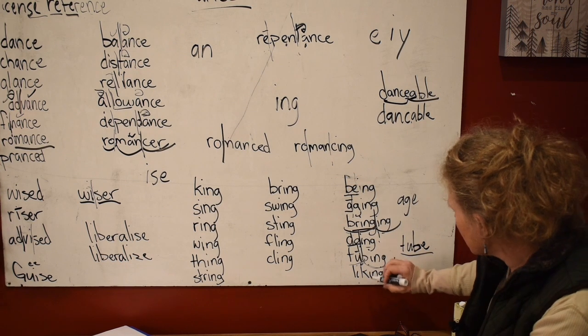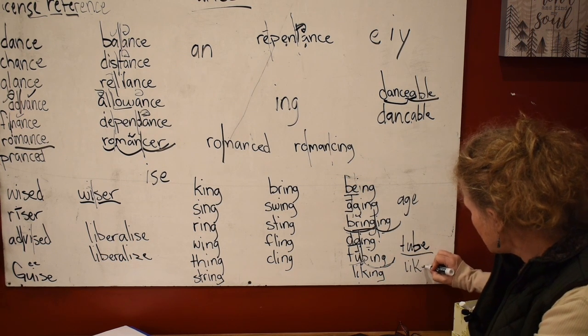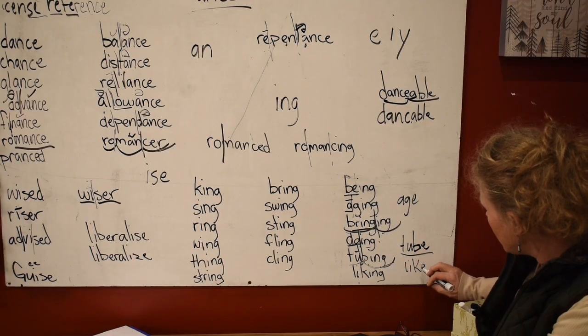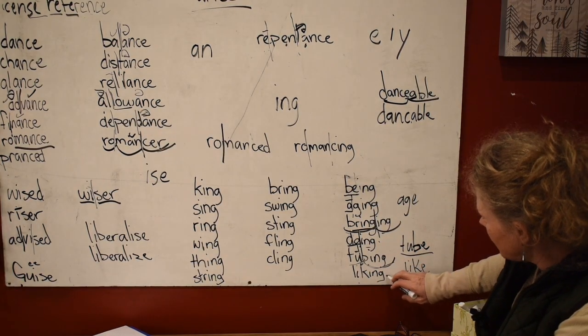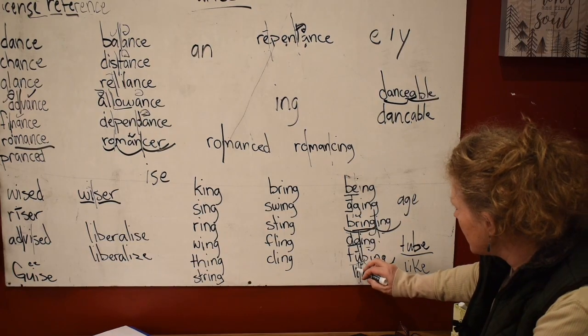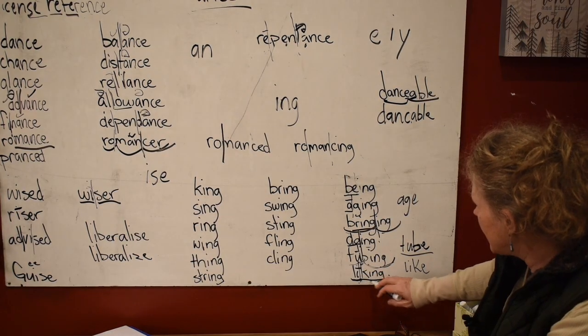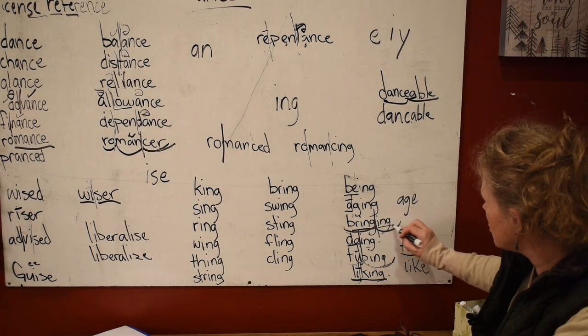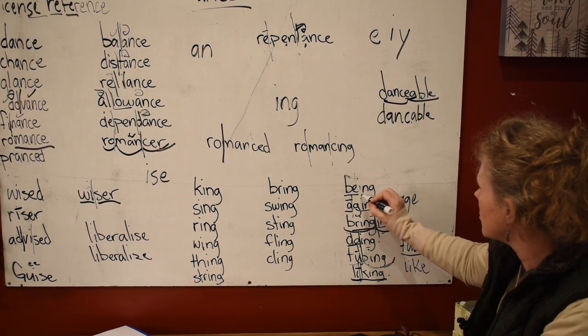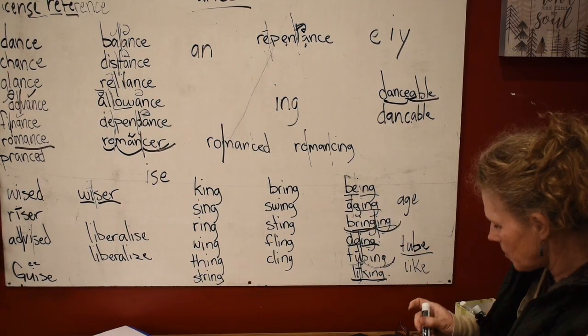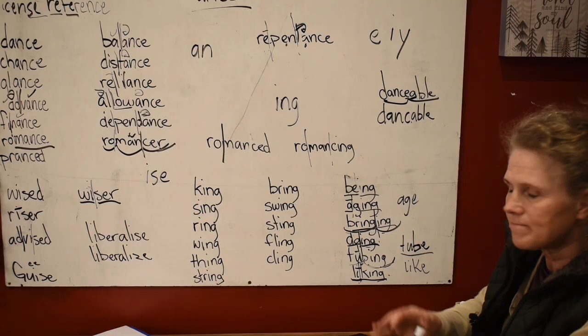The same thing here. Like is your base word. But you're going to drop the E and add on your vowel suffix right here, and it's going to be an open syllable and a unit syllable. Liking. This is a unit syllable. This is a unit syllable. Okay.